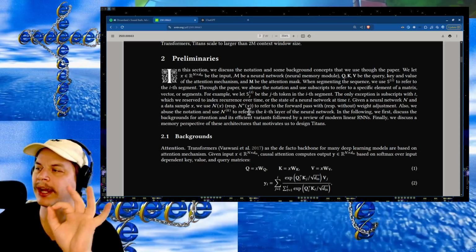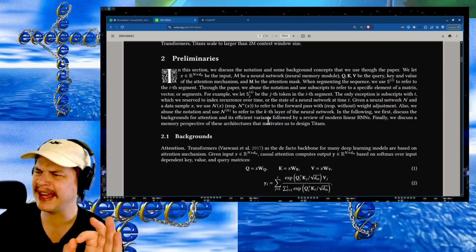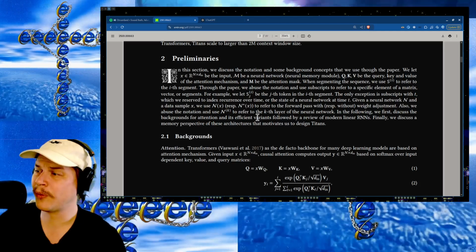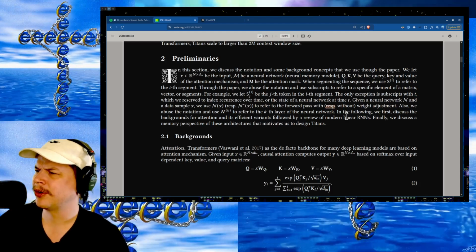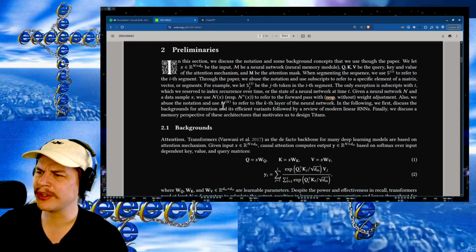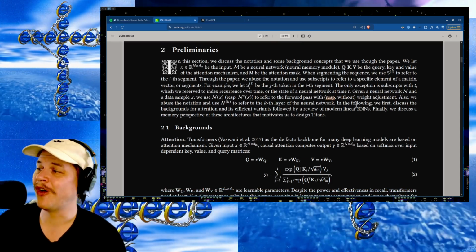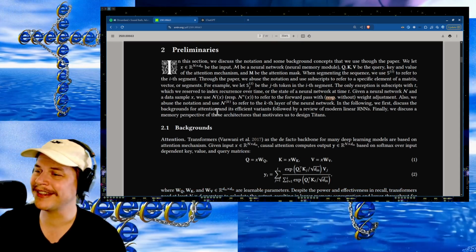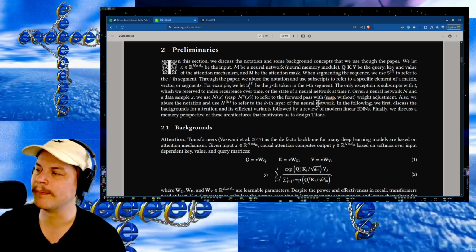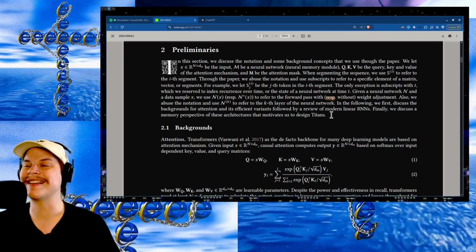Given a neural network N and a data sample x, we use N(x), or N*(x), to refer to the forward pass without weight adjustment. Also, we use N_k to refer to the kth layer of the neural network. In the following, we discuss the background for attention and its inefficient variants, followed by a review of modern linear RNNs. Finally, we discuss the memory perspective of the architectures that motivates us to design Titans.